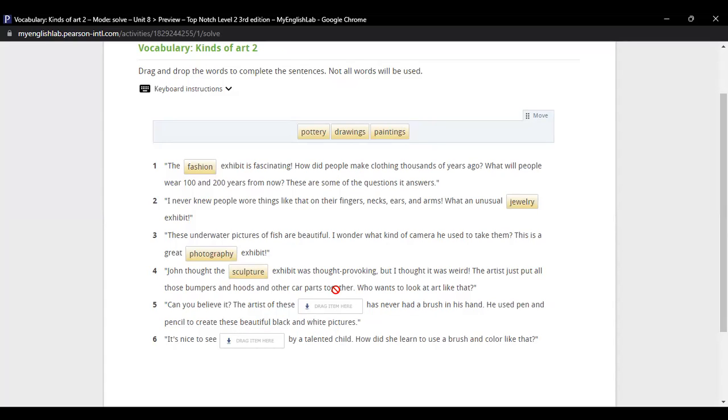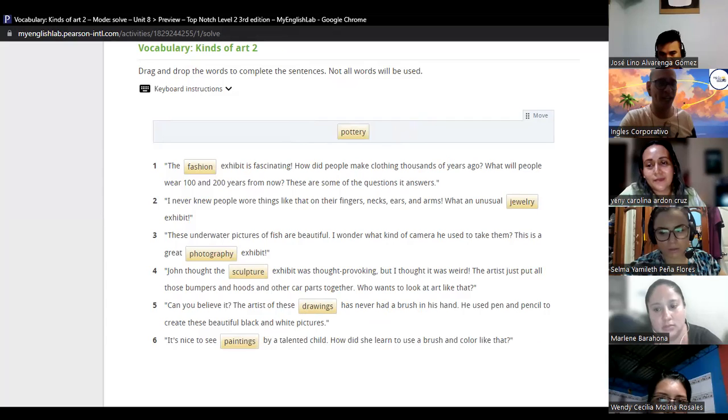Drawings. That's correct. And the last one, but not least, it says, it is nice to see by a talented child. How did she learn to use a brush and color like that? Painting. That's correct. So we are going to start checking your pronunciation and help me to read, please. We are going to start with Jose. Help me to read about fashion.